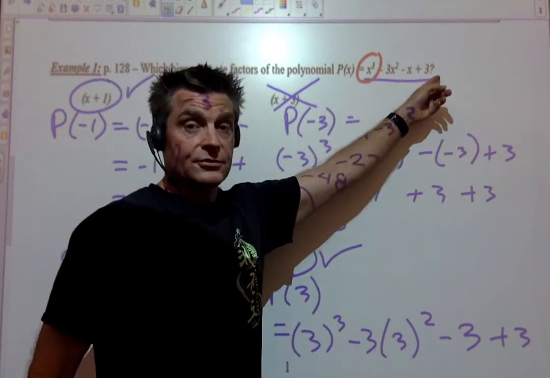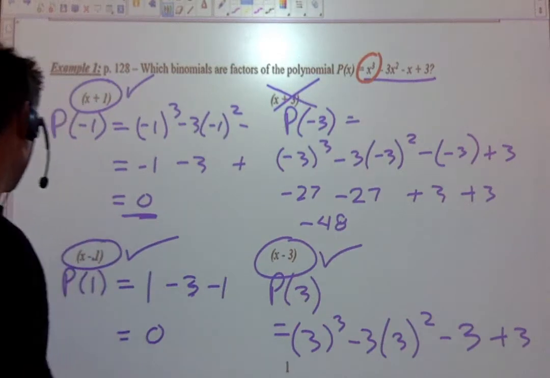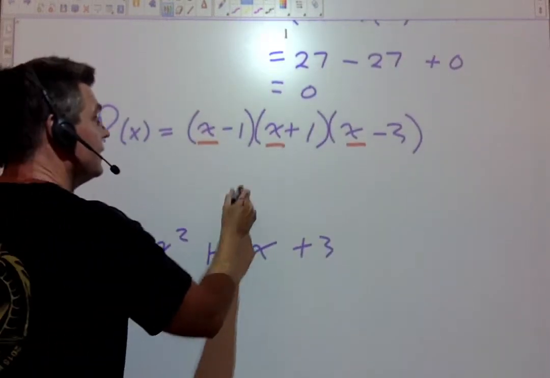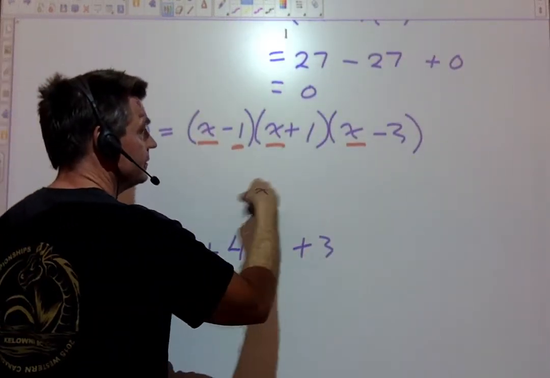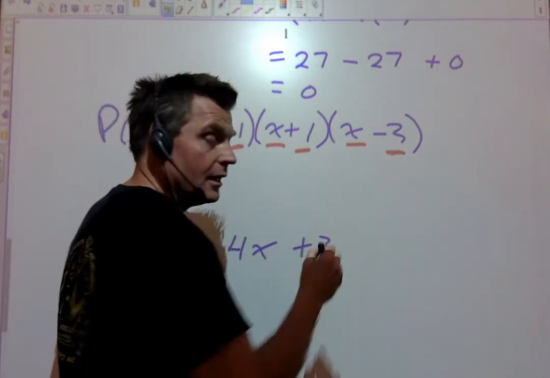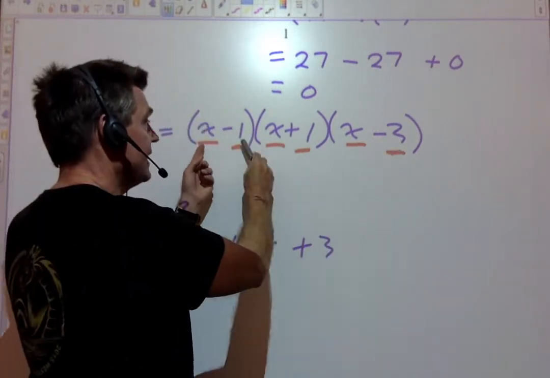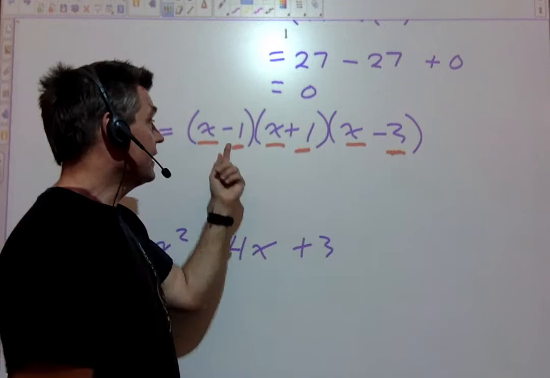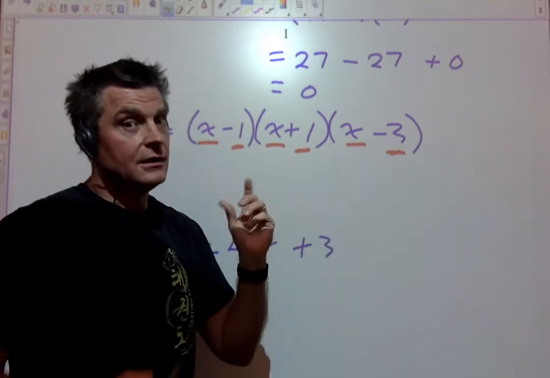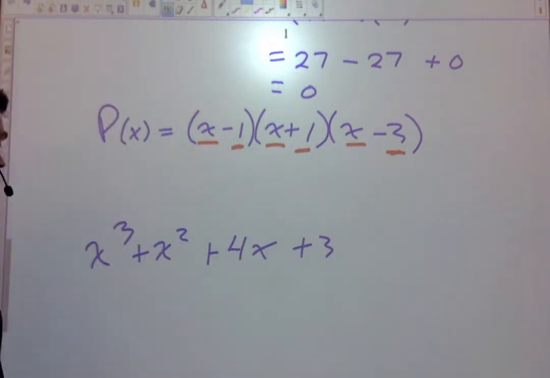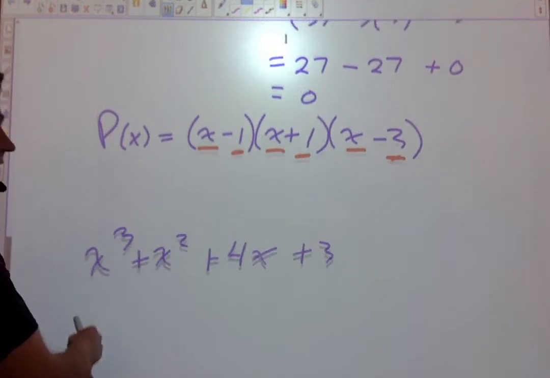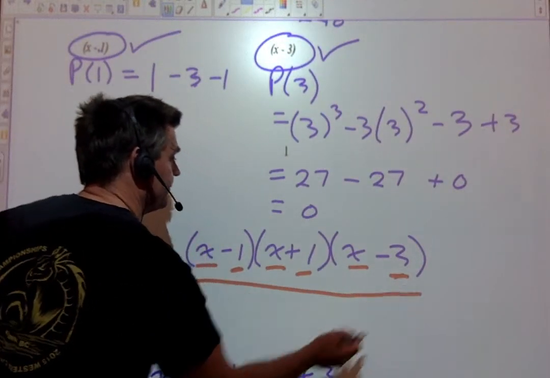And what about the coefficient on the end? The plus 3? Well, if I was to expand this thing all out, I know it's going to be minus 1 times positive 1 times minus 3. That's where I get the plus 3. So the x's give me the leading coefficient, and the constants give me the end coefficient. That's really the important one there, because I factored that into these 3 factors.